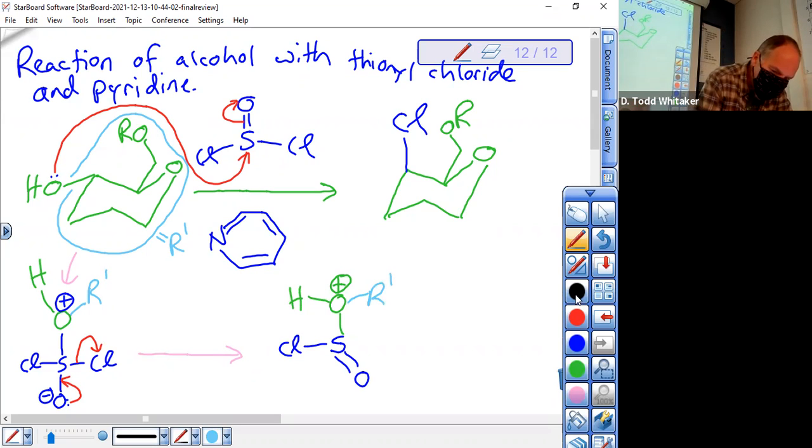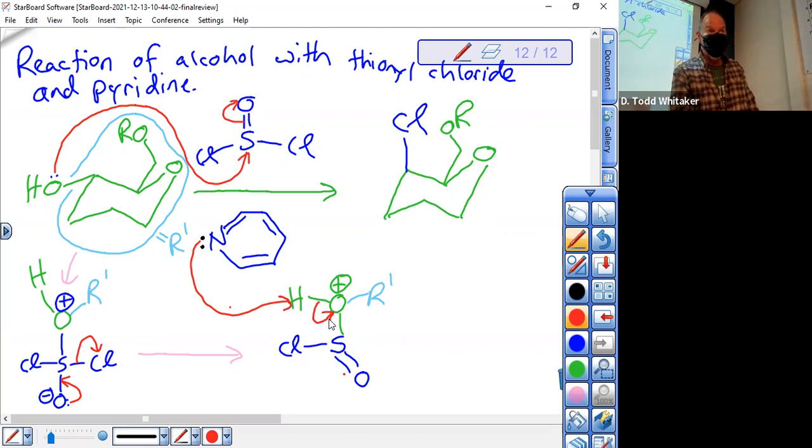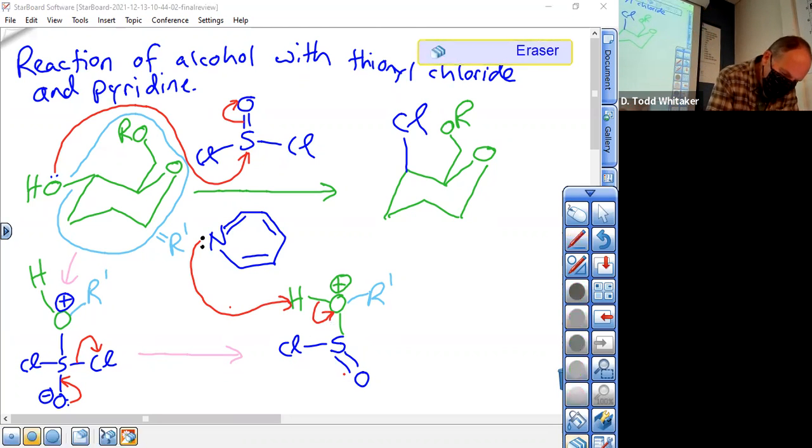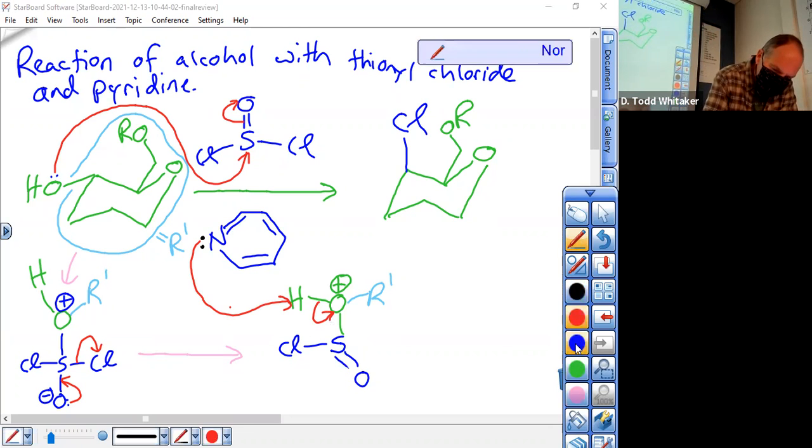Now do the acid-base step. Pyridine grabs the H from the strong acid. Pyridine cannot grab an H from a weak acid. It can't. It's too weak. But it can grab an H from an oxonium. There we go. And you're going to get this.